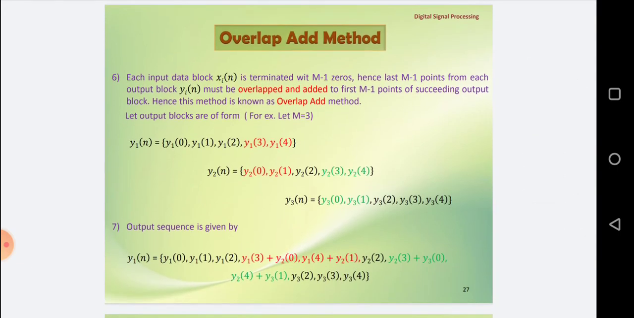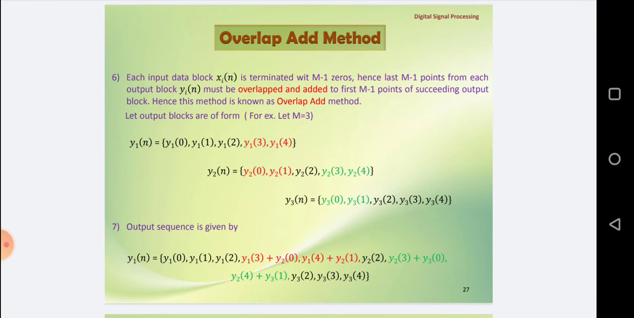Once we take circular convolution, we will get output blocks y1 of n, y2 of n and y3 of n. As we discussed in the overlap save method, what we do in the output is discard the first M minus 1 data points, but in the overlap add method what we have to do? The last M minus 1 points from each output block must be overlapped and added to the first M minus 1 points of the succeeding output block, so this method is known as the overlap add method.